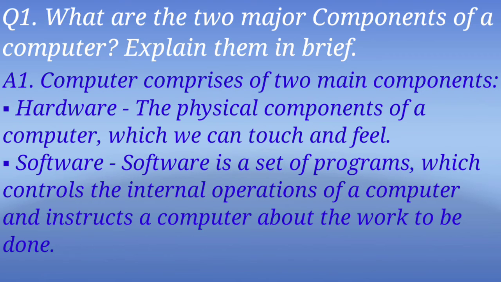Next is answer the following. First question is what are the two major components of a computer? Explain them in brief. Answer is computer comprises two main components. First is hardware, the physical components of computer which we can touch and feel. Next is software. Software is a set of programs which controls the internal operation of a computer and instructs a computer about the work to be done. This is answer number 1.